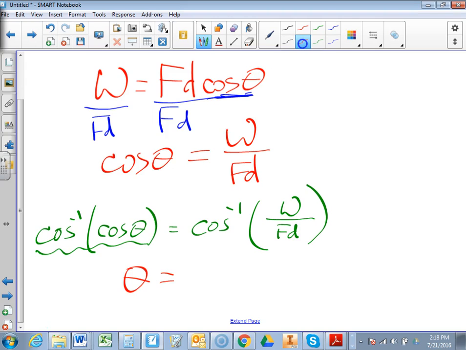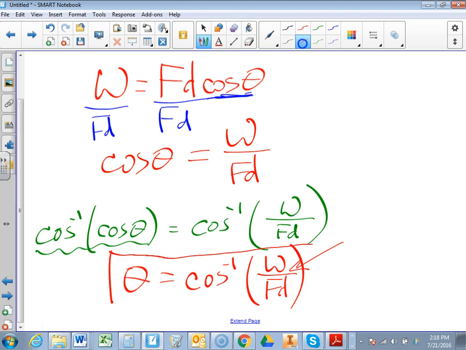Bam. On the other side, there's nothing I can do. It's just going to be inverse cosine of W over FD, whatever that is. I would get numbers for this and then go to my calculator, do inverse cosine, and it'll spit out an angle. But for algebra purposes, that's something.